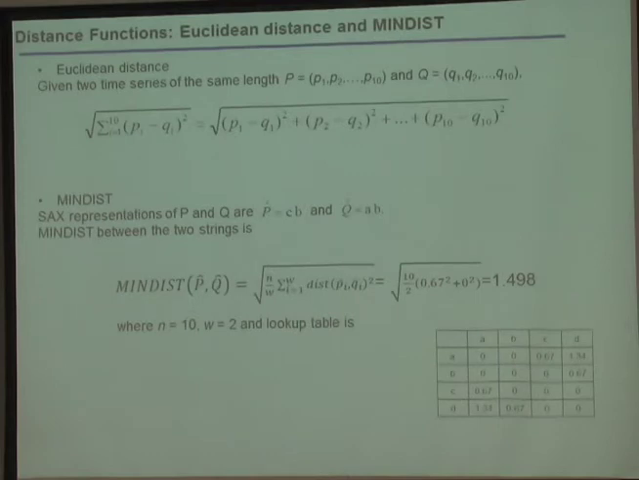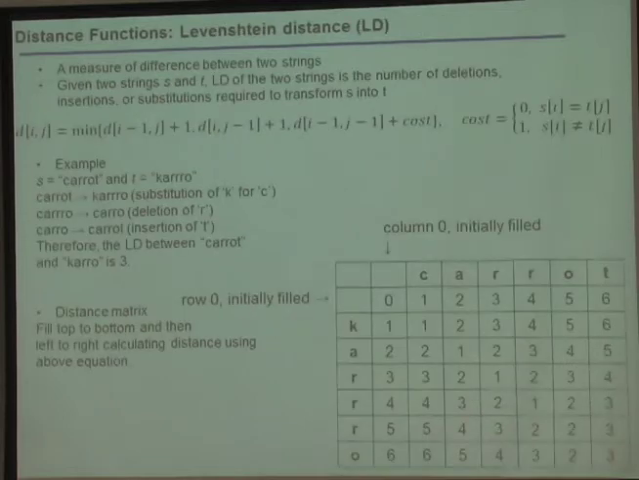So here, this is a more mathematical representation. This is the Euclidean distance measure. This is the MINDIST, which comes with the SAX algorithm. I'm showing all this because I just want to show you how these different distance measures work in clustering, right? Not everything works.